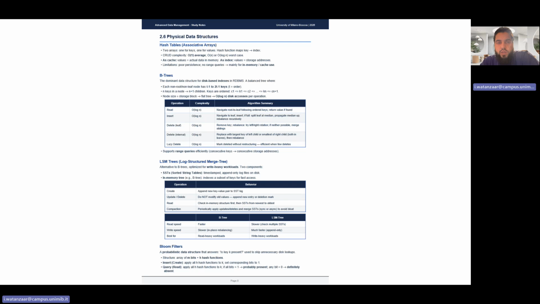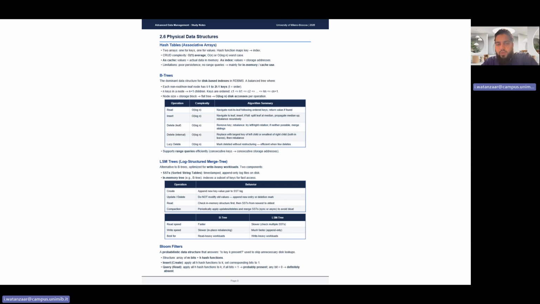Cache values equal the actual data in memory, whereas index values are storage addresses. So caches hold the actual data in memory, but indexes are the storage addresses of the values. Limitations: poor persistence and no range queries. We will discuss what no range queries means, mainly in B trees, which is one of the limitations, and further why B trees come into the picture. No range queries is mainly for in-memory or cache use.